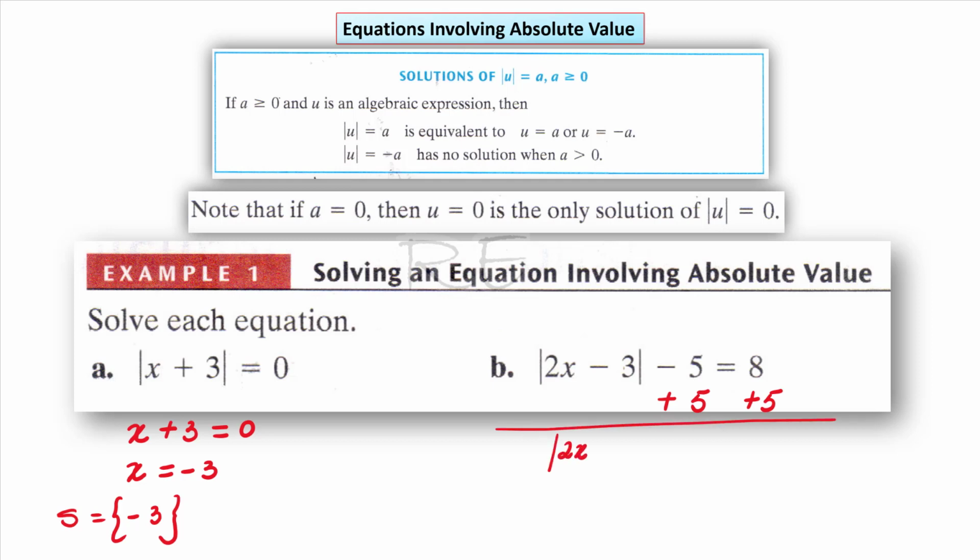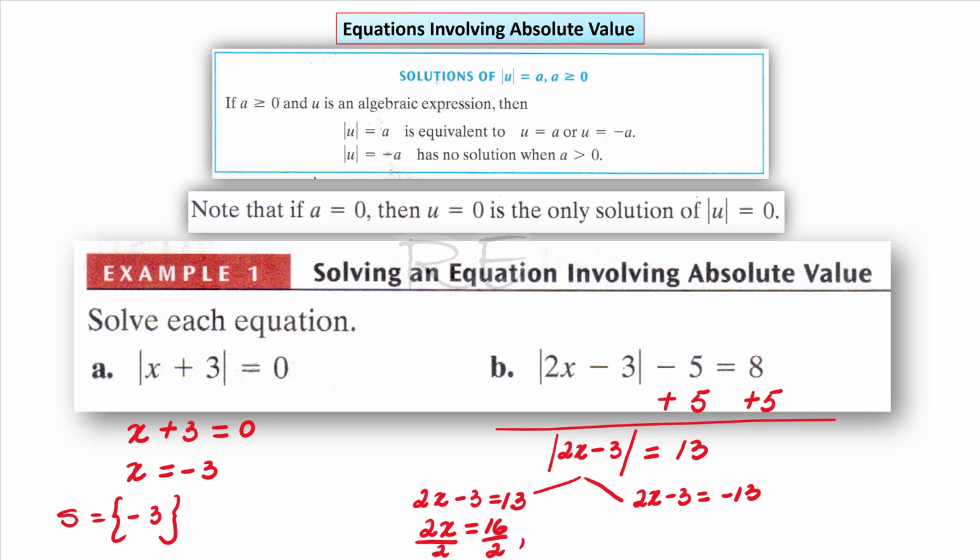The absolute value of 2x minus 3 is equal to 13. Therefore, it's either 2x minus 3 equal to 13 or 2x minus 3 equal to negative 13. When we add 3 to both sides, 2x is equal to 16. When you divide by 2, x is equal to 8.